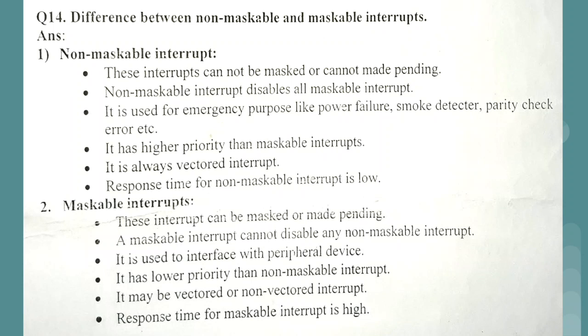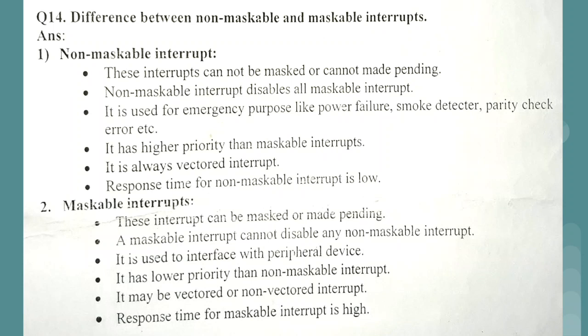The first type of interrupt is the non-maskable interrupt. These interrupts cannot be masked. Cannot be masked means cannot be made pending. It means when a non-maskable interrupt occurs, we have to find an immediate solution to solve that particular interrupt. Like the trap which we have seen as a part of hardware interrupt, that is non-maskable. And all the software interrupts are non-maskable only. So we need to find an immediate solution to solve that particular interrupt.